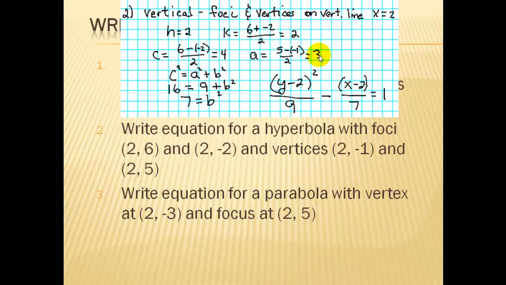We need b to write the equation, so we use our equation for a hyperbola, c squared equals a squared plus b squared, and solve for b, and we get b squared equals 7. We don't need to take the square root because we're going to put b squared in our form. And unfortunately here I've made the same mistake. This should be a 2 here. And since it's vertical, the y is positive, the x is negative. We put the a under the positive value, and again we have y minus k and x minus h, and they're always equal to 1 on a hyperbola.